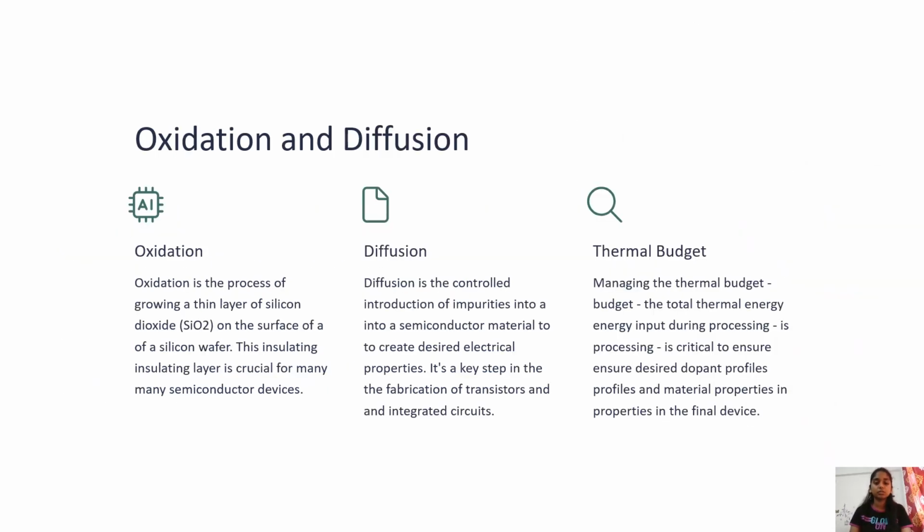Oxidation and diffusion. Oxidation is the process of growing a thin layer of silicon dioxide on the surface of a silicon wafer. This insulating layer is crucial for many semiconductor devices. Diffusion is the controlled introduction of impurities into the semiconductor material to create desired electrical properties. It's a key step in the fabrication of transistors and integrated circuits.